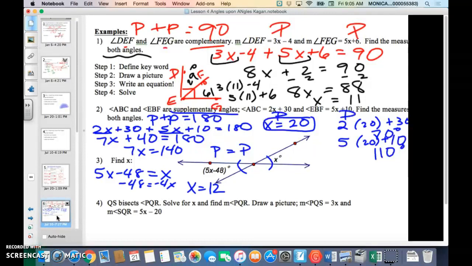Okay. And for this one, if you see the word bisect again, you know you're going to be in a situation where you're going to do part equals part. So QS is the bisector. PQS is a part, and this is a part, so you're just going to set them equal to each other and solve. And you should end up with an answer of x equals 10.